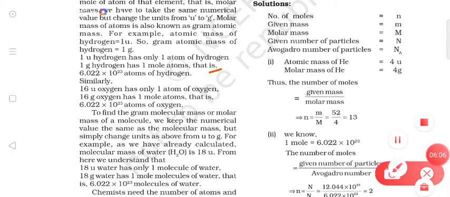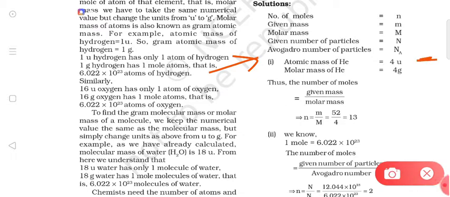Dear students, atomic mass of helium is 4 u. That means molar mass of helium atoms should be 4 gram. What we did, we simply changed the unit. Now once we have come to know the molar mass or the mass of 1 mole of helium gas, we will simply put a formula, that is the number of moles is equal to given mass upon molar mass, right? So small n equal to small m upon capital M.